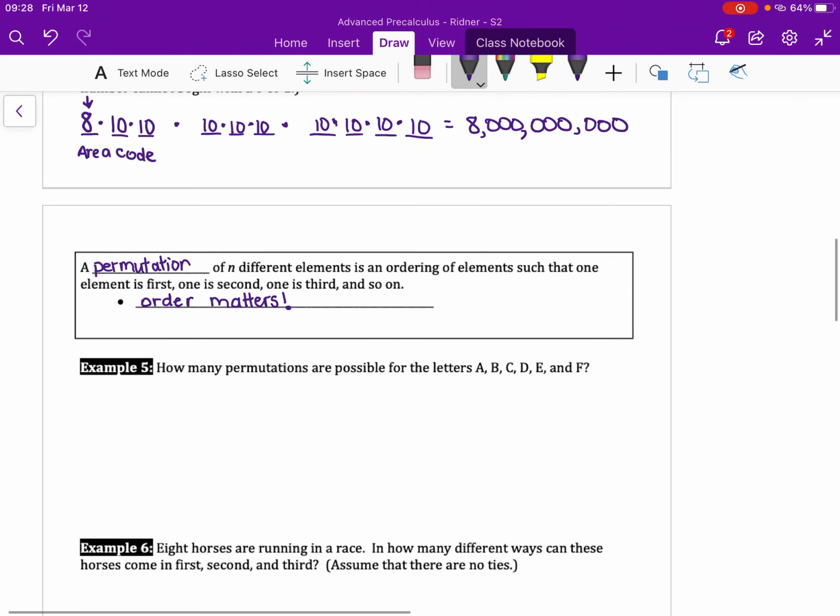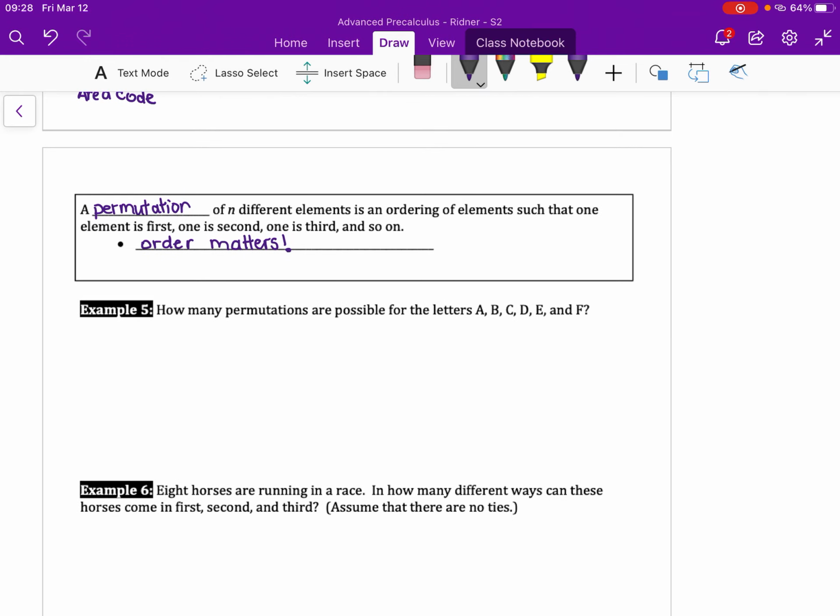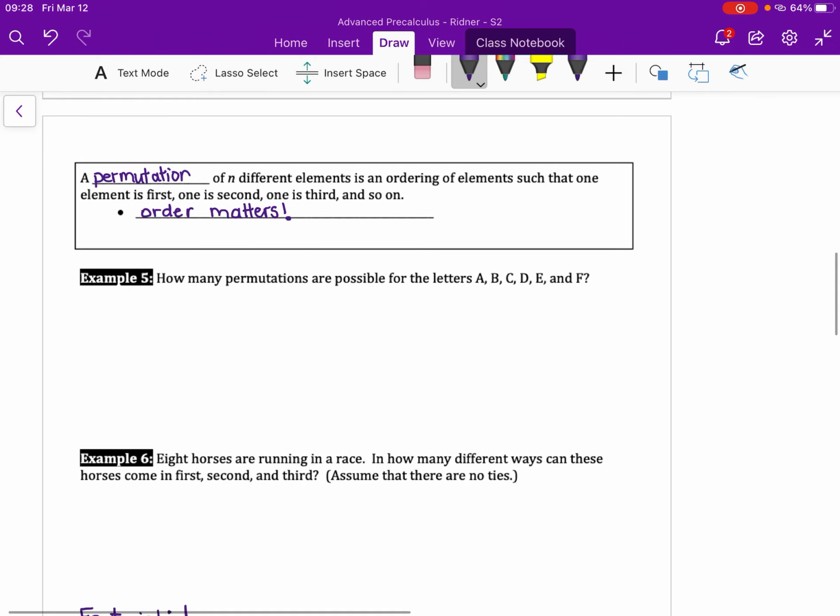So it's the same as the factorial, ideally. However, sometimes we only choose some, not all. So let's talk about what I mean. The big important thing, so if you're a big highlighter, you need to know: permutation order matters.